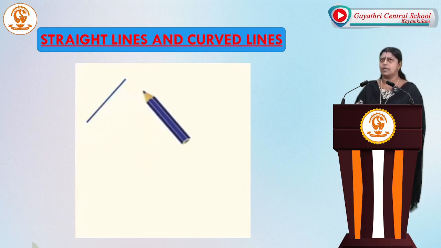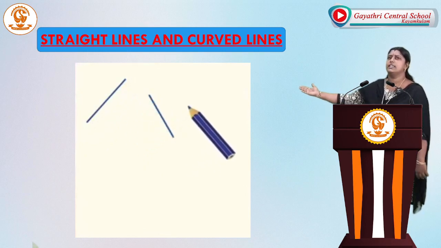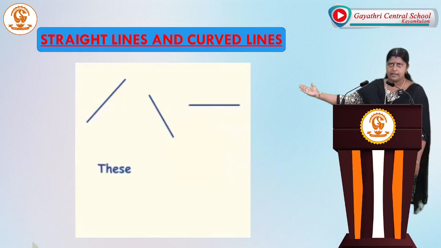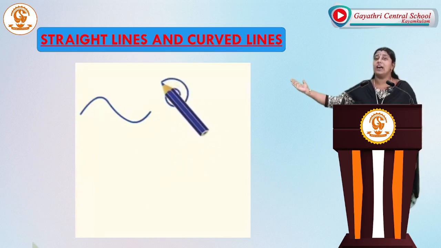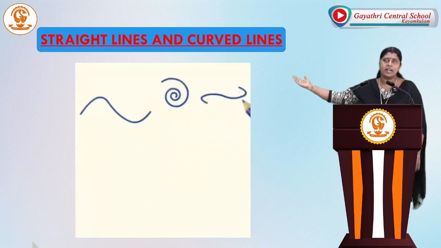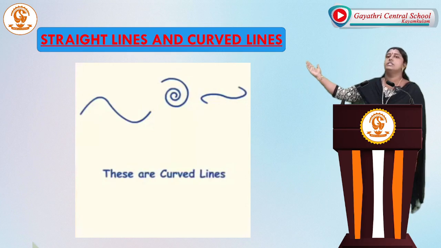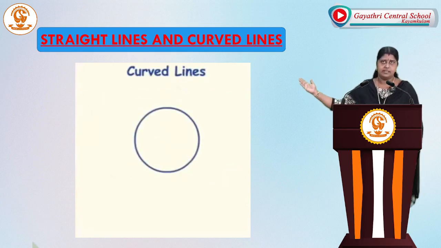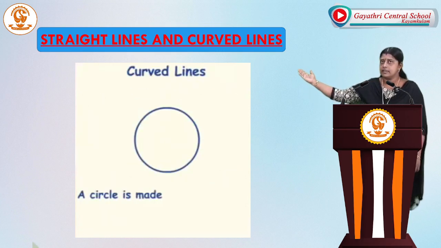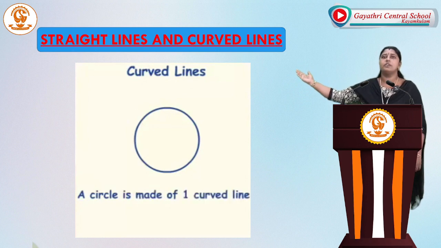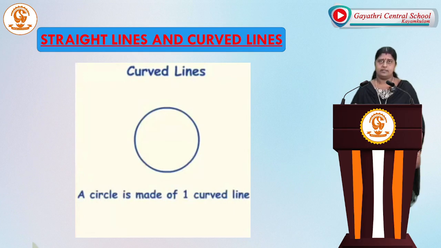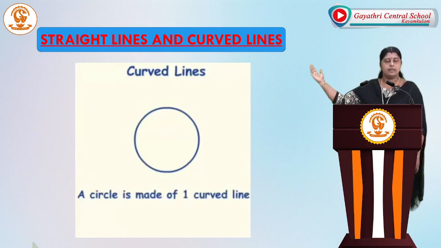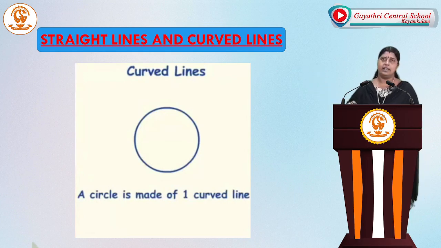Which are the different types of lines? Here we can see straight lines. Then slanting lines, and curved lines. Can you see curved lines? Yes, these are curved lines. Can you see a circle here? This is also a curved line. A circle is made of one curved line. So there are two types of lines, straight lines and curved lines.